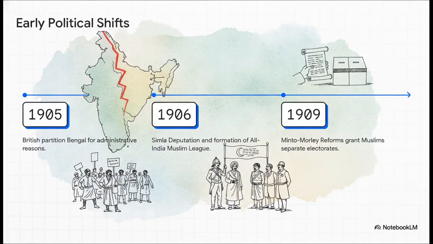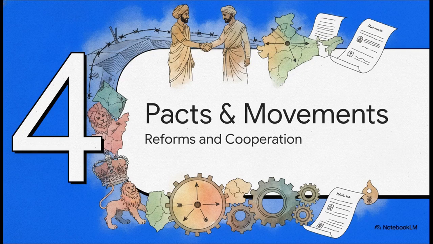Feeling completely alienated by that reaction, a delegation of Muslims met the British Viceroy in 1906. This is known as the Simla Deputation. Shortly after, they formed their own political party, the All India Muslim League, and their political lobbying actually worked. By 1909, the Minto-Morley reforms officially granted Muslims the right to separate electorates, meaning Muslim voters would specifically elect Muslim representatives. Next up is Section 4, Pacts, Reforms, and Movements.